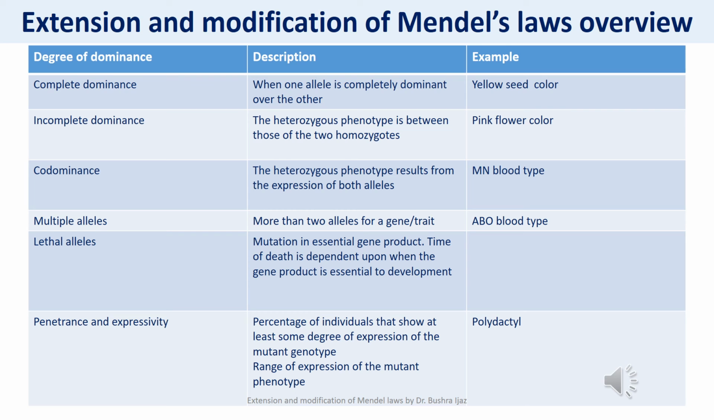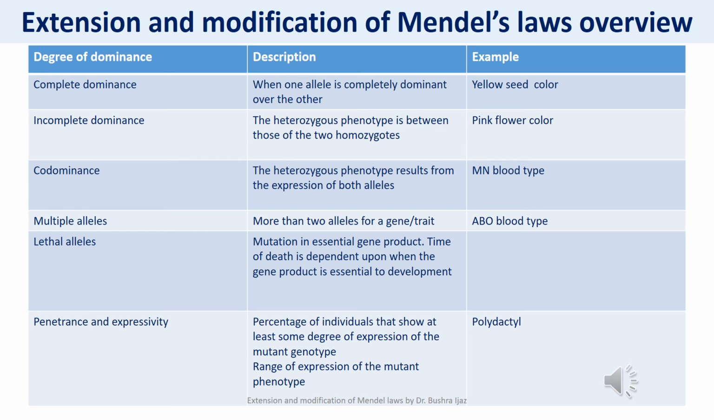Then we have the lethal alleles. These are the alleles which are produced by the mutation in an essential gene, and the time of death is actually dependent upon the gene product that is essential to a developmental stage. When that developmental stage is reached, it leads to death of the individual.